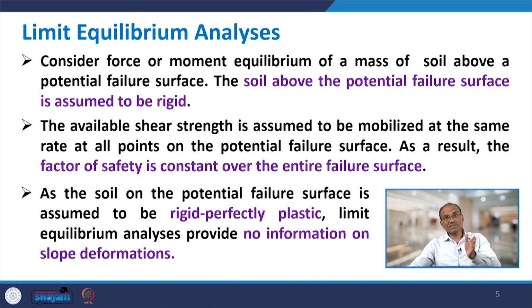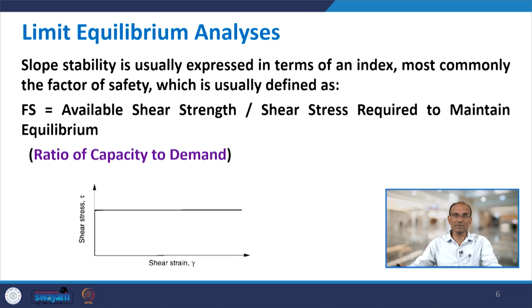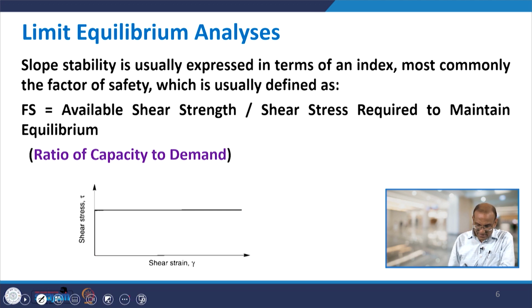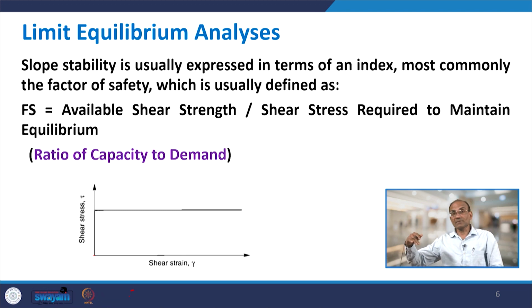As the soil on the potential failure surface is assumed to be rigid perfectly plastic, limit equilibrium analysis, though it will give you the factor of safety, will not provide any information on slope deformation. When we say rigid perfectly plastic, the stress strain relationship is given here, which we already discussed. The soil remains elastic only for a brief strain, and then reaches the maximum shear stress, after which the strain increases without increase in shear stress.